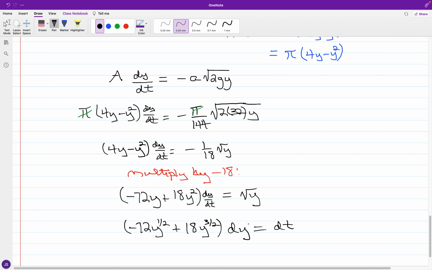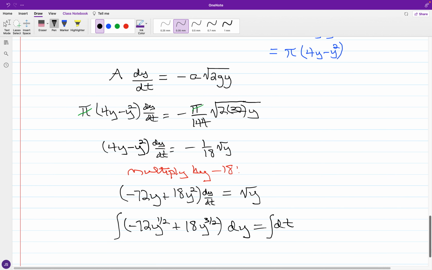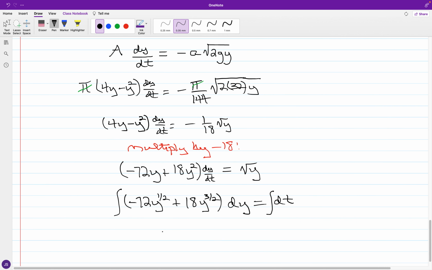Looking at integrating over both sides, for y to the 1/2 the antiderivative is 2/3 of y to the 3/2, and multiplying by negative 72, we have negative 48y to the 3/2. For 18 times 2/5, we have 7.2 times y to the 5/2, and to the right we have t plus c.